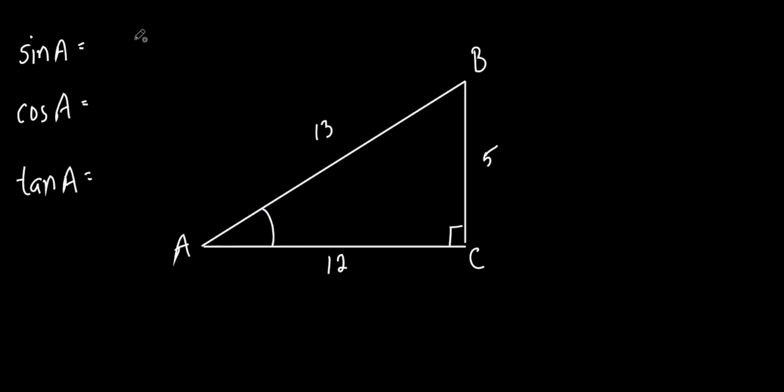So how do I find the sine of angle A? Well, the sine is the what over the what? Opposite over hypotenuse. So which one's opposite angle A? 5. Over the hypotenuse, which is 13. Do the same thing with cosine. Cosine is the adjacent over the hypotenuse. So that's 12 over 13. The tangent is the opposite over the adjacent. So that's 5 over 12. Okay? And that is your answers right there.